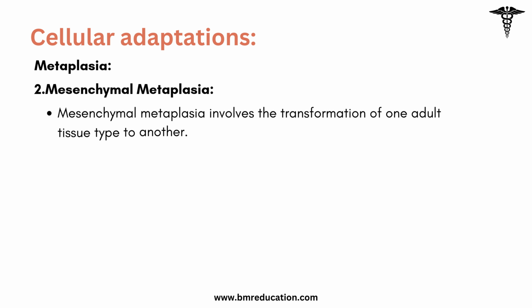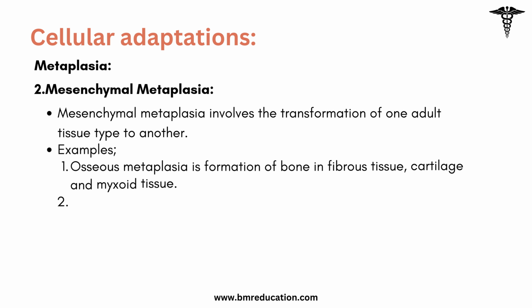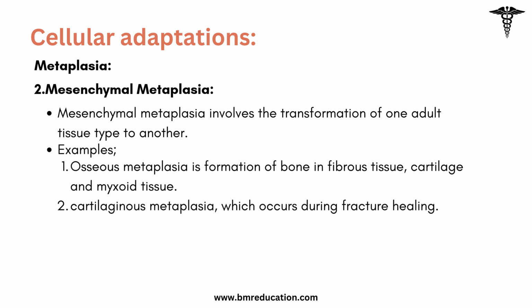The mesenchymal metaplasia involves the transformation of one adult tissue type to another. It includes osseous and cartilaginous metaplasia.